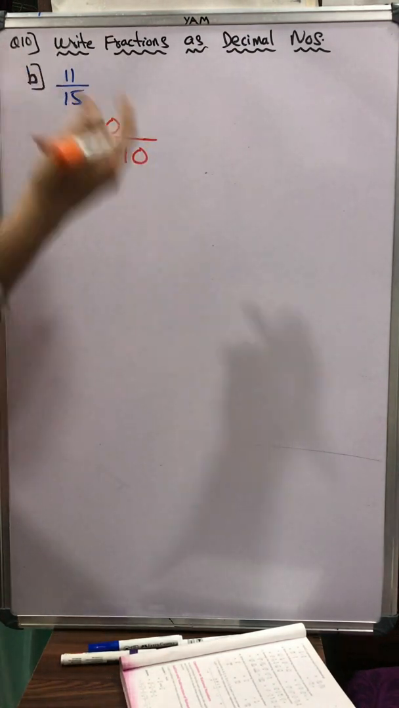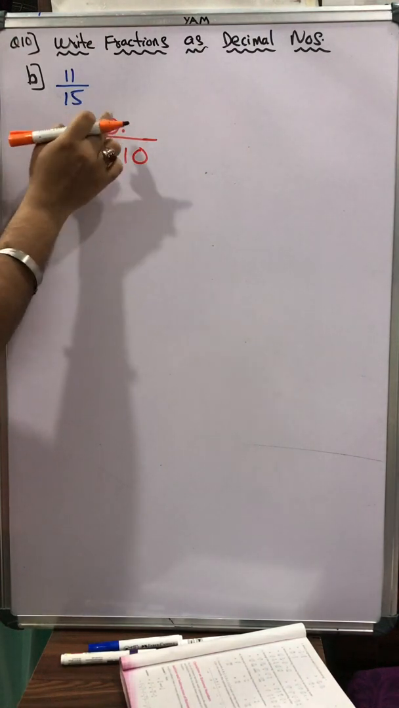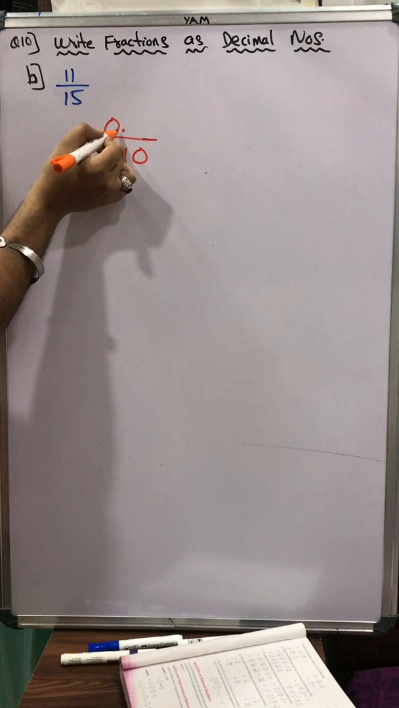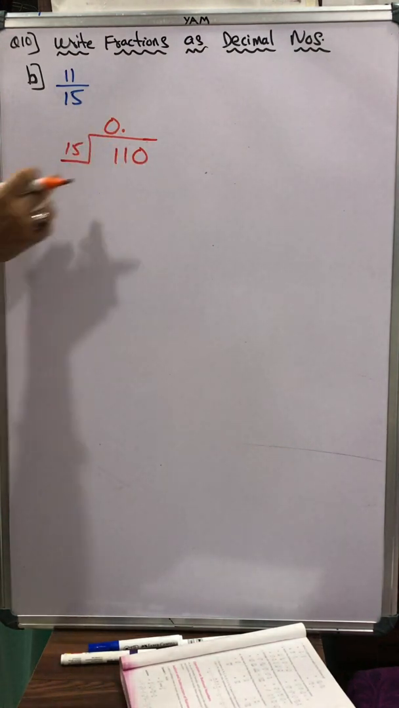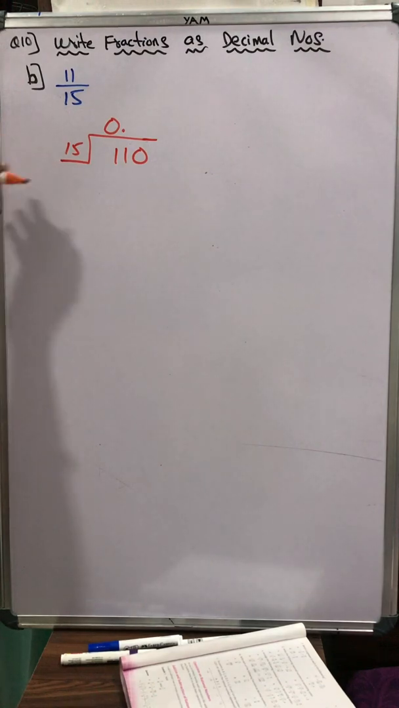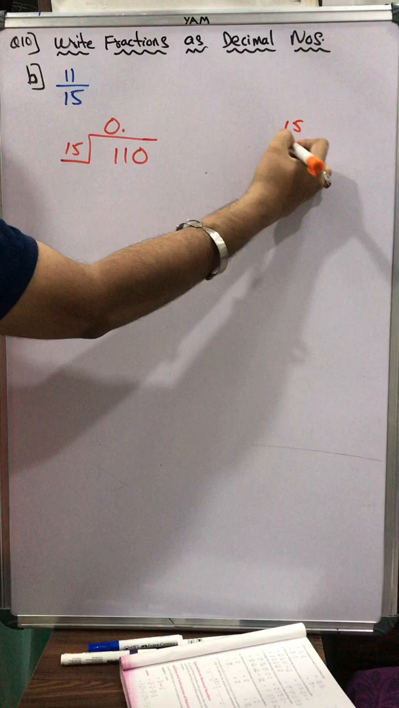See, we are skipping the first step. Hope you are understanding. Okay? Because 15 was bigger, so I put 0 point. The moment I inserted a point in the quotient, I added a 0 here. Okay, now let's calculate. I want 110. How many times are 15s? Okay, now I'll do over here 15 multiplied by 7.